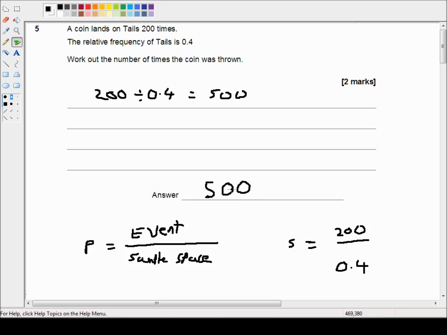Now I do want to give a word of warning on this one, because it's so easy to misread this question and just see the 200 and the 0.4 and say, oh right, so the coin is tossed 200 times, the probability is 0.4, what's the probability it lands on tails is 200 times 0.4. No, they're not asking you to do 200 times 0.4. This is 200 divided by 0.4. Please don't make this mistake. I suspect that most people who get this question wrong probably just misread the question, so it probably can't hurt to read the question a couple of times. Just make sure you have understood the question.